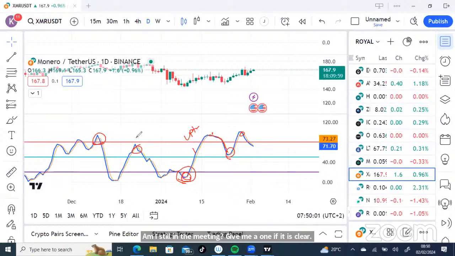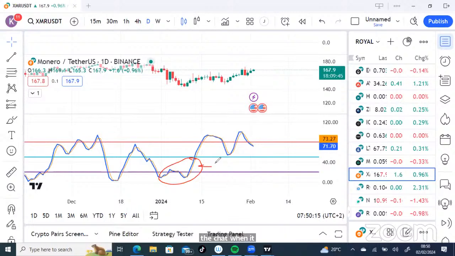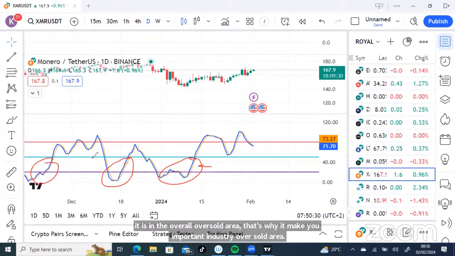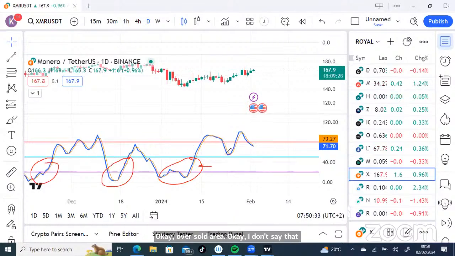So this is what you are supposed to do, to use the indicator well, especially when it is in the oversold area. When it is in the oversold area, that's where you make your important entry. I don't say that you can't trade elsewhere. You can, but make sure you are very keen not to enter in such places when it has gone overbought.